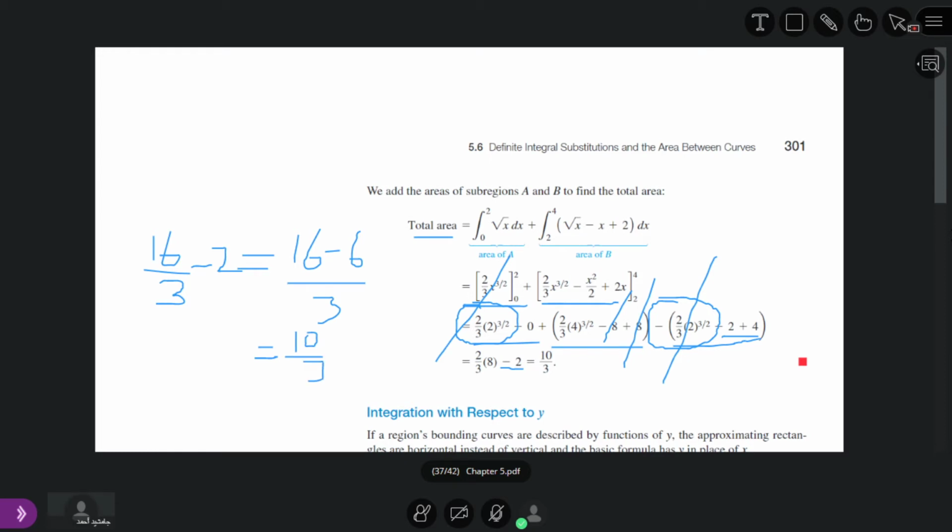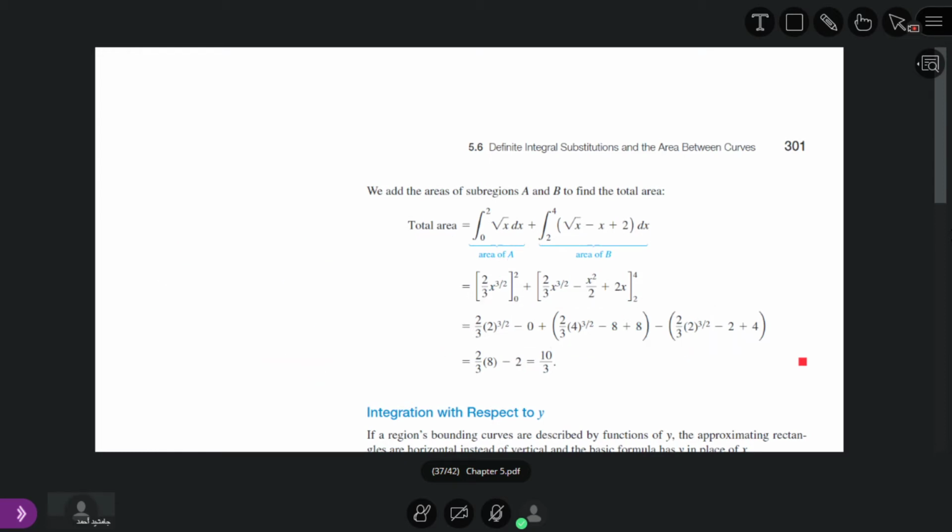So basically what we are doing here: we have two functions, f of x and g of x. We equate these two functions and find the values of x. It means we are finding the interval. On this interval we find the values of both functions f of x and g of x.